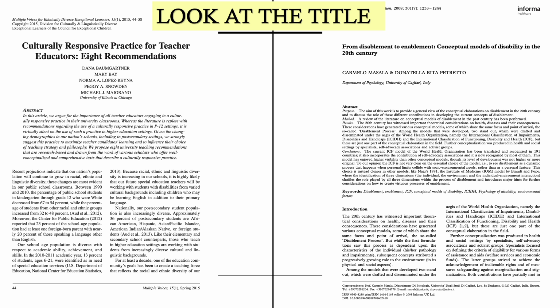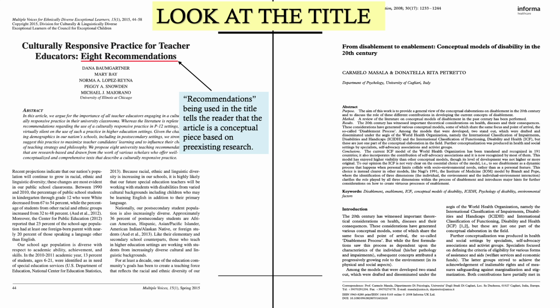Here we have 2 example articles. We're going to look at the titles. The first title tells us that the authors are going to be making recommendations based on culturally responsive practices for teacher educators. When the researchers use the word recommendations, it lets the reader know that this is a conceptual piece. Similarly, in the second example, this title directly tells the reader that this article is about the conceptual models of disabilities. Reading the titles can tell you what type of article you will be reading.